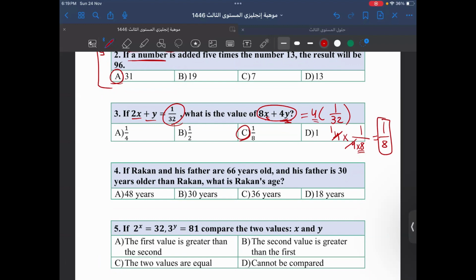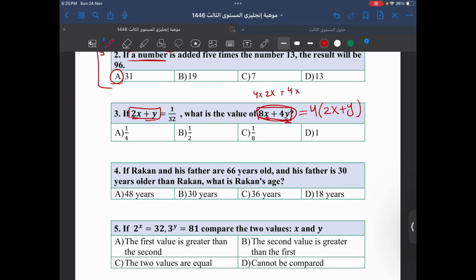Miss, can you please repeat it? Explain again? Okay. Yeah, let's explain it again. I'm saying here that I have the value of 2x plus y already. So I'm not going to solve for x first and then solve for y alone. I'm going to solve it as a group. I want to find the whole of this equation as a group. I'm not going to find x alone and y alone. We saw that it's 8x and 4y, and it equals 4 times 2x plus y. As in, I take 4 times 2x plus 4 times y.